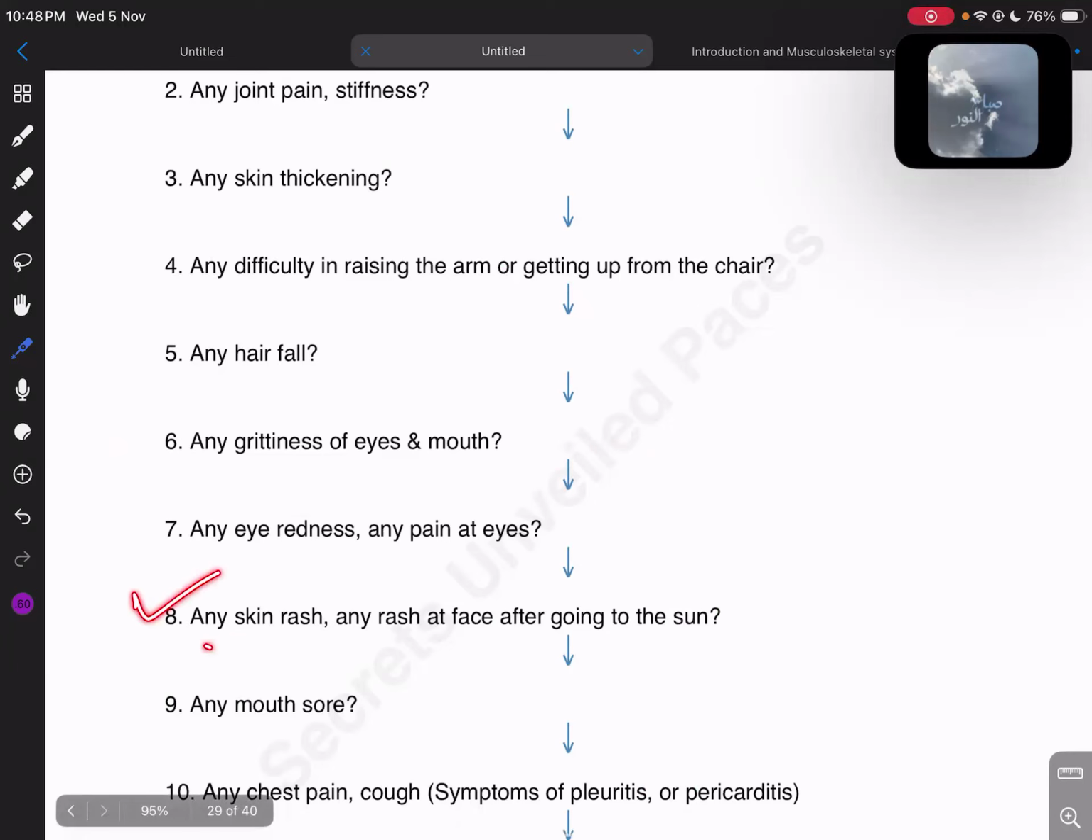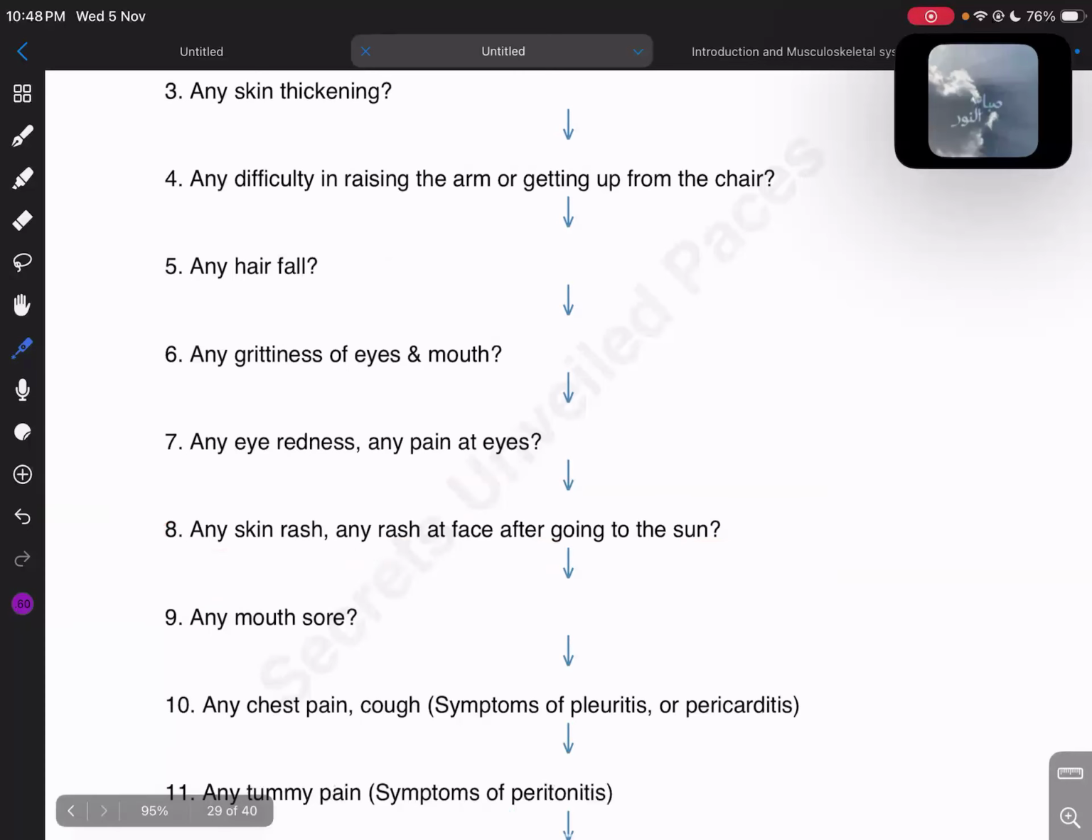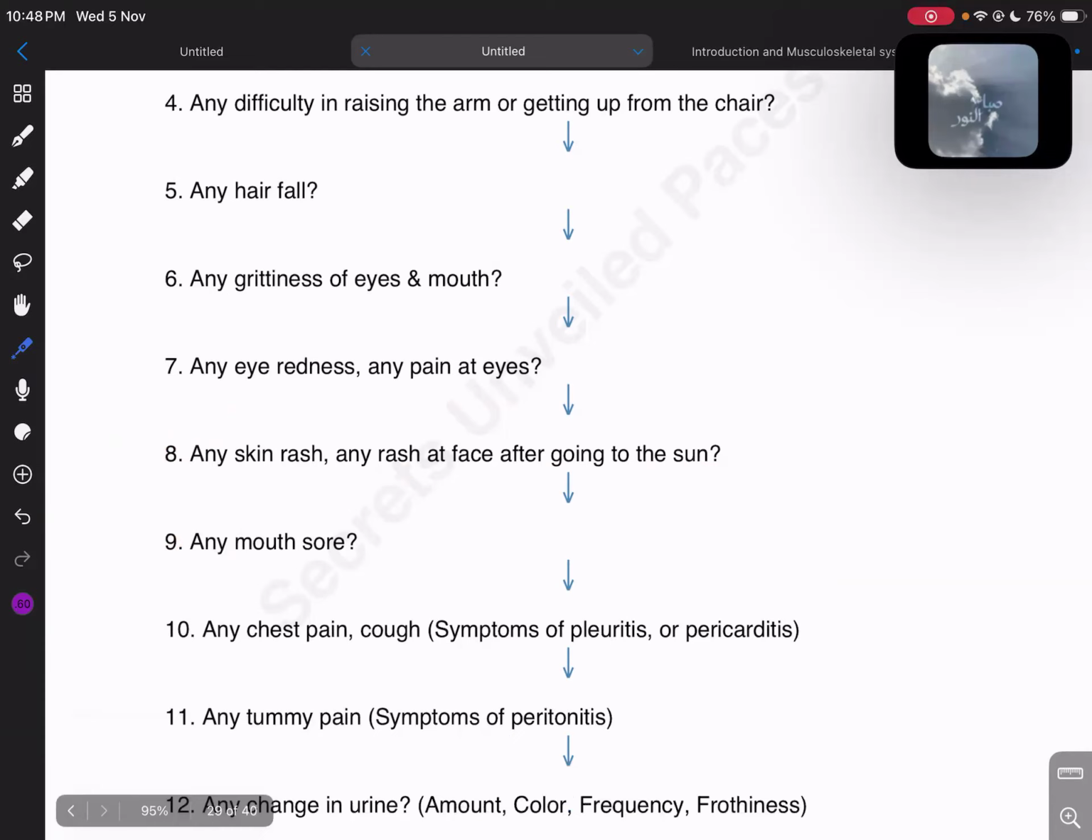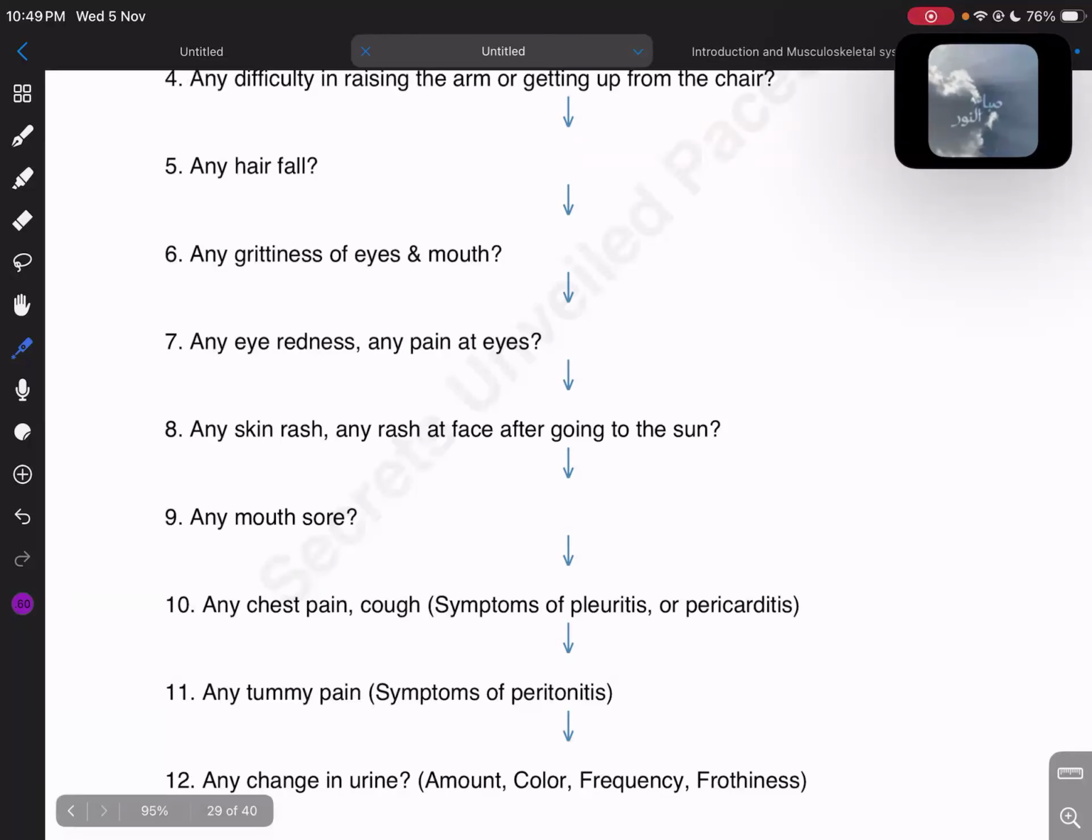Then we have to ask any skin rash, any rash at face after going to the sun. Then at the mouth, we have to ask about any mouth sore. This mouth sore can be there in case of SLE, also in case of mixed connective tissue disease. Then any chest pain, cough, to rule out pleuritis and pericarditis, also ILD, because SLE and some mixed connective tissue disease can affect the pleura and also the peritoneum, the serosal layer. To exclude serositis or peritonitis, we have to ask any tummy pain.